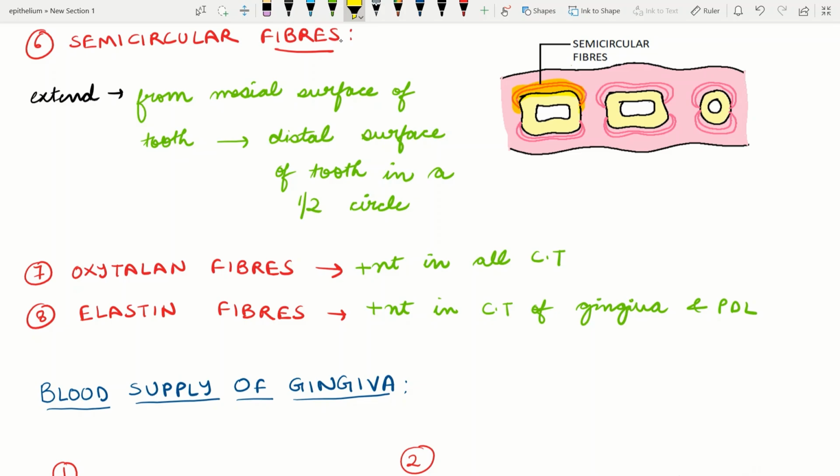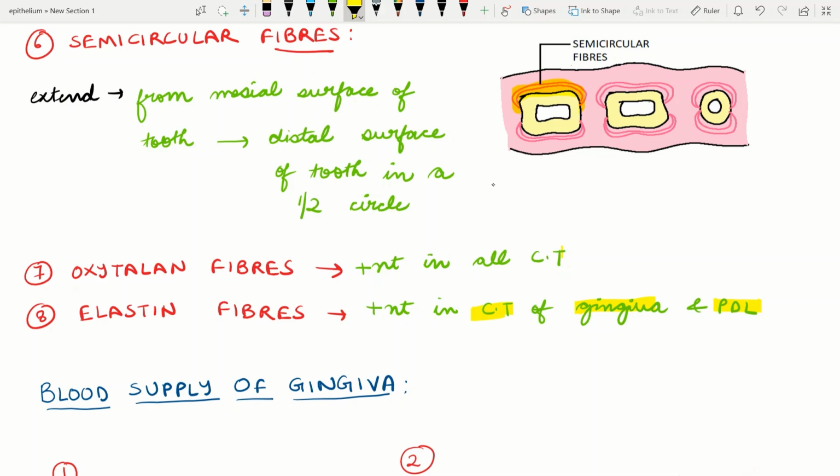The seventh group of fiber is the oxytalan fibers, which are present in all connective tissue. And eighth one is the elastin fibers, which are present in the connective tissue of gingiva and PDL. So this was all about the two groups of fibers that we have discussed, that is the primary group of fibers and the secondary group of fibers, which provide strength to the gingiva.